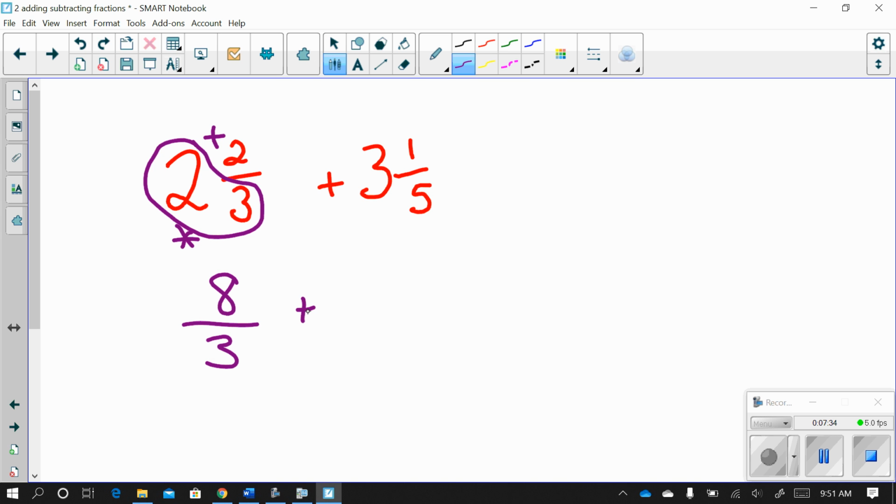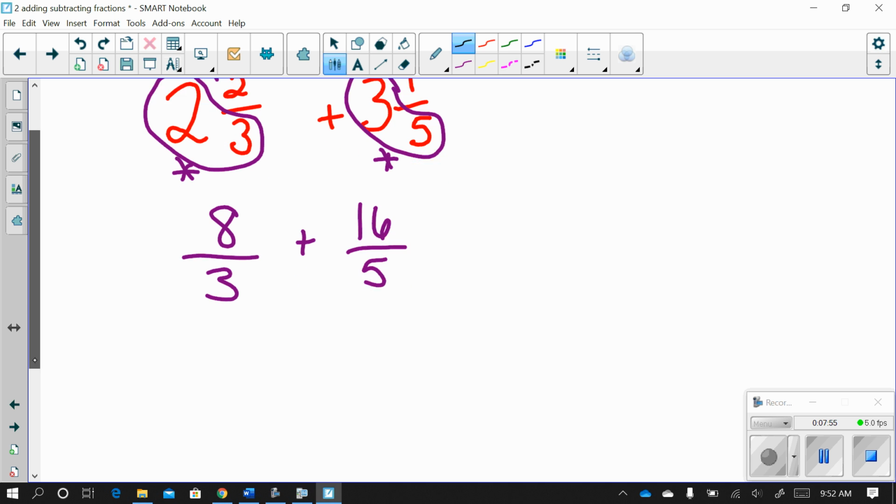Again, jelly bean. Multiply these two. 3 times 5 is 15. Plus the 1 gives me 16. These are now improper fractions. From here, we need to get a common denominator. So what is my common denominator between 3 and 5? Well, your common denominator is 15.